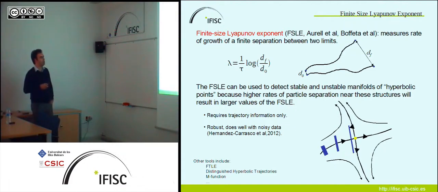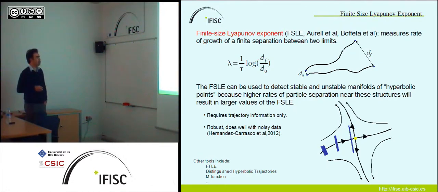So you can see that when these two particles are placed near one of these stable and unstable manifolds, the rate of separation will be much higher than if they were located in other places, and the finite-size Lyapunov exponent will be higher. And so, from this we conclude that high values of the finite-size Lyapunov exponent signal the presence of these hyperbolic structures in our flow field.